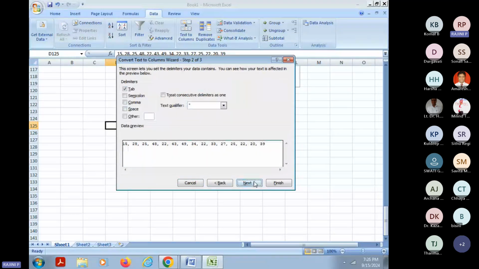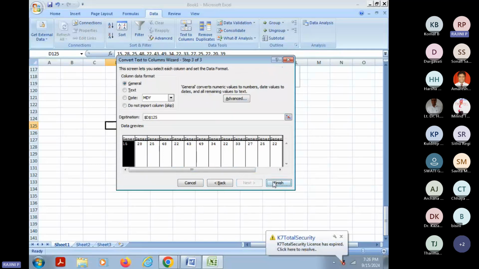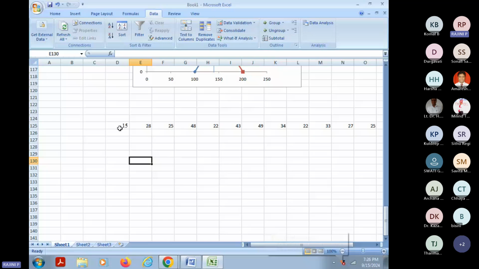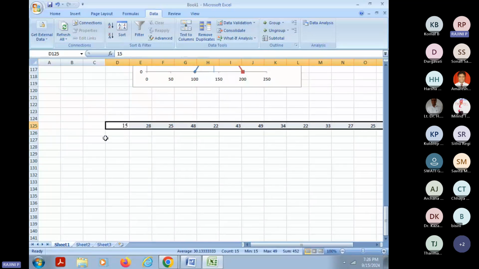Then next, select the delimiter we are having, comma. And tab also, take it, because there is a space between the numbers. Then next, then finish. Now you just see the values have come. The values have been arranged here in each cell. For these values, you need to find the measures of central tendency. Did you understand how we are taking all values into different cells? Is it clear? Yes, ma'am.